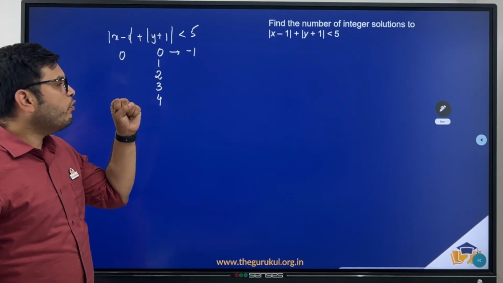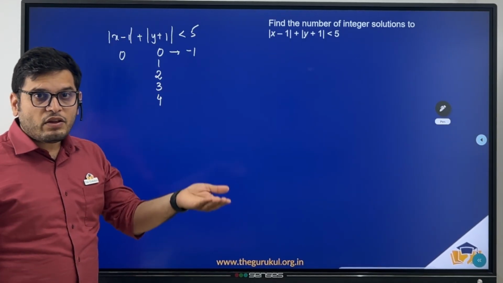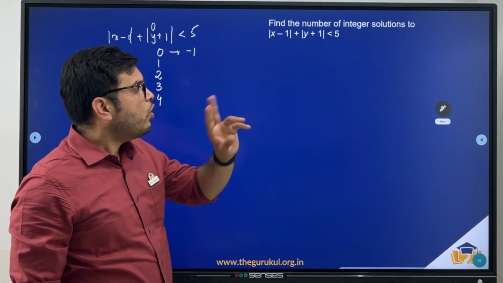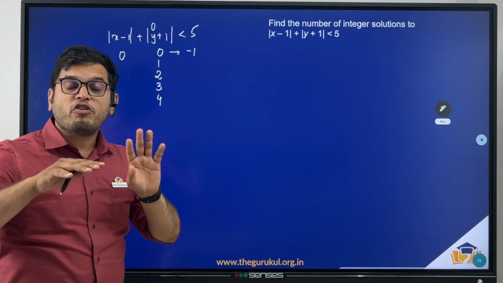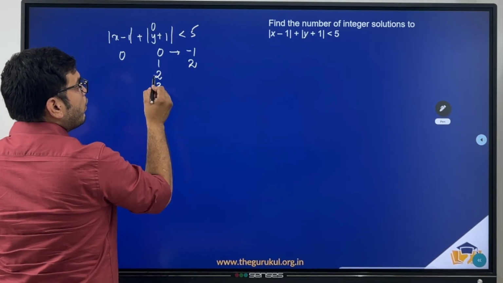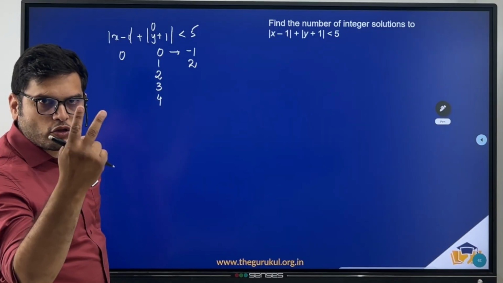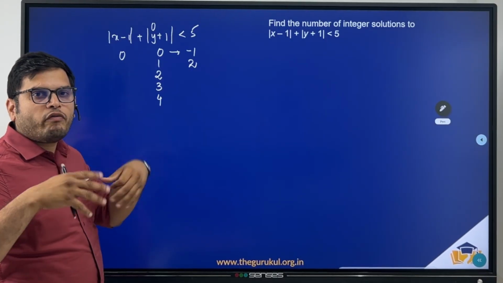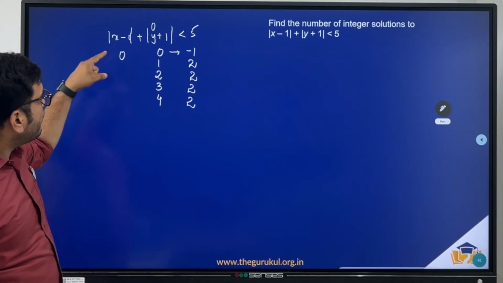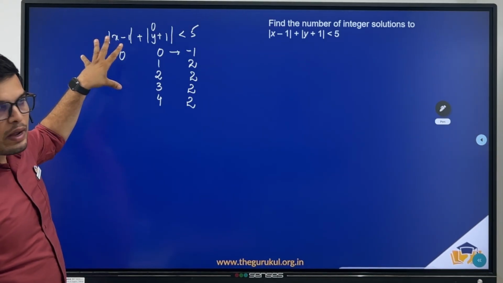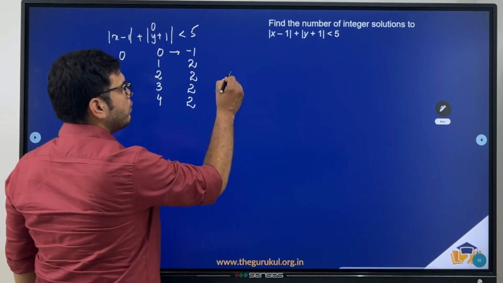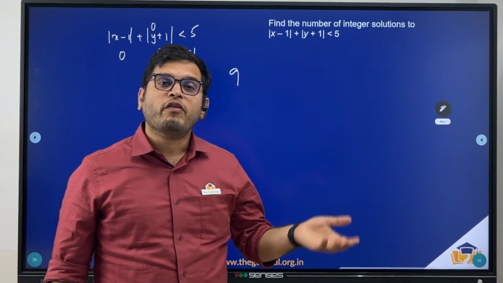Now for mod y plus 1 to be 1, y can take either 0 or minus 2. If I consider y to be 0, 0 plus 1 is 1, or minus 2 plus 1 is minus 1, modulus of minus 1 is 1 again. So you have two values here. Now for mod y plus 1 equal to 2, then also you will be having two values: y is equal to 1 or y can be minus 3 also. Again you will have two values, two values. So when x minus 1 is 0, that is when x is 1, you have 1, 1, 2, 3, 4, 8, 8 plus 1, 9 possible different values of x and y.